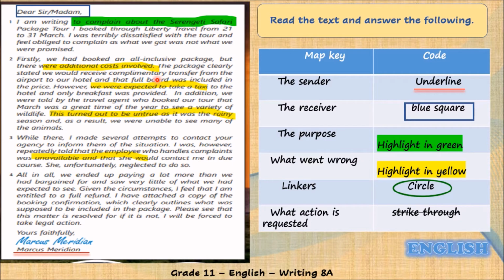Okay, so what do you think he is requesting now? What does he request? Yes, he is entitled to a full refund because of all these circumstances or the bad situation he was in. Very good. Now let's circle the linkers used here in this letter. The writer made use of firstly, however, in addition, as a result, while there, all in all.